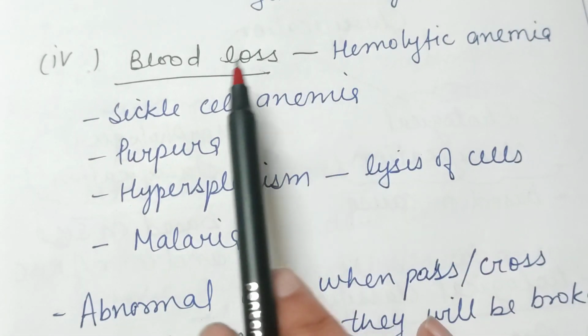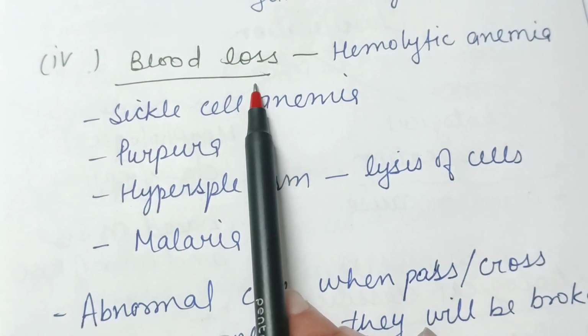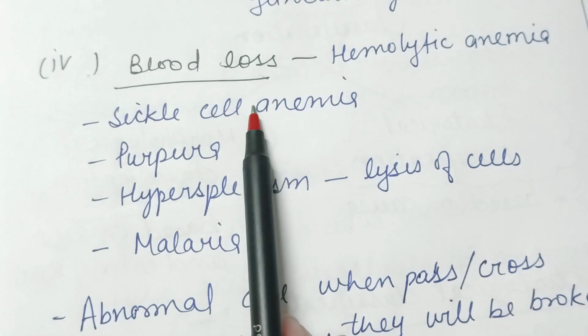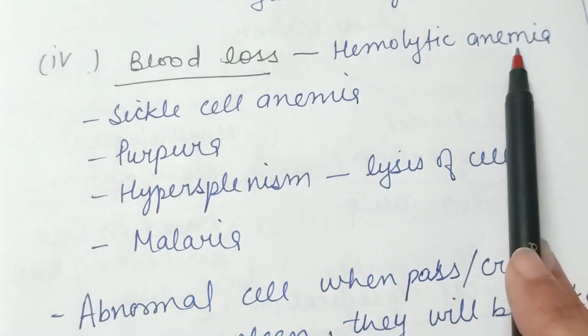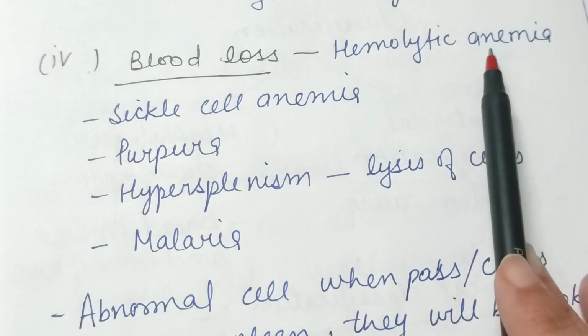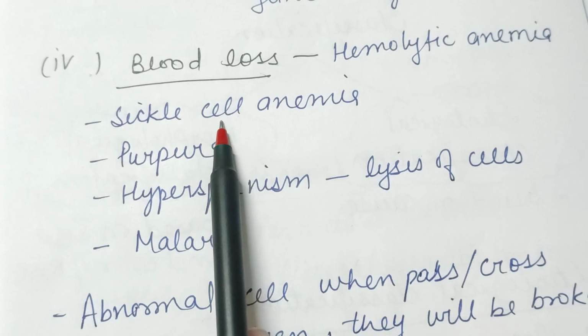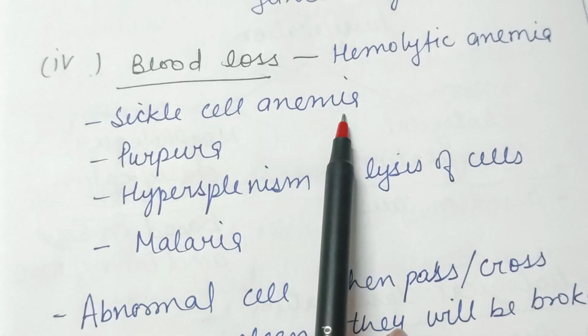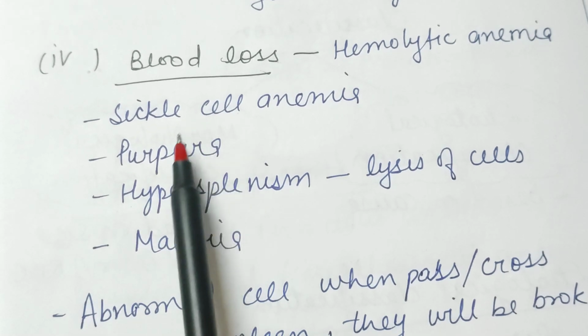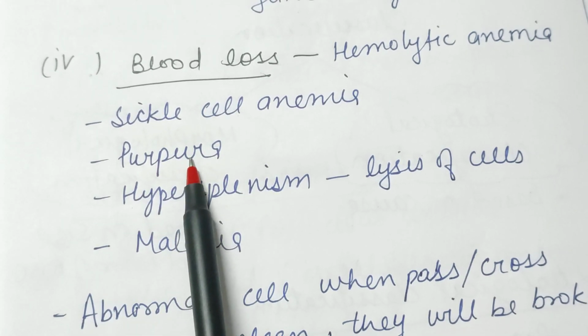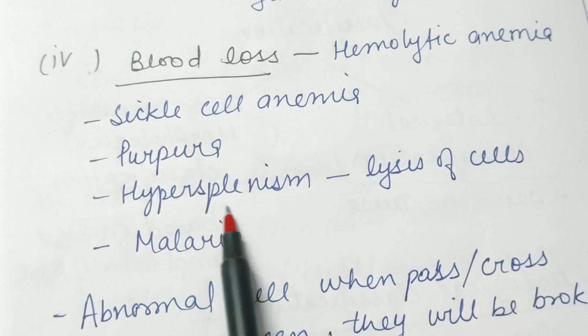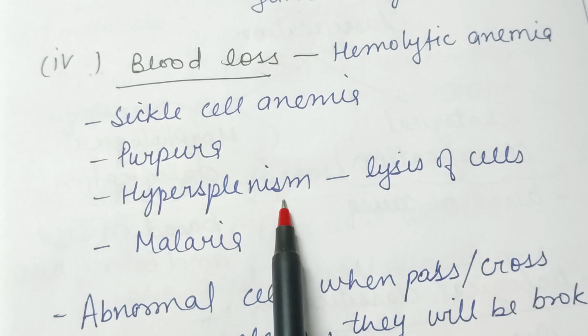Next is if blood is lost. There is no problem in production, but blood is lost because of something like hemolytic anemia. There are some causes which can cause hemolysis in our body, leading to loss of blood. There can be some abnormal morphology or cell shape of RBC which can lead to the spleen becoming active and starting to destroy these cells. So that is sickle cell anemia. Like purpura, blood loss can occur because of platelet deficiency or capillary wall damage, right? For hemolysis, the spleen is responsible.